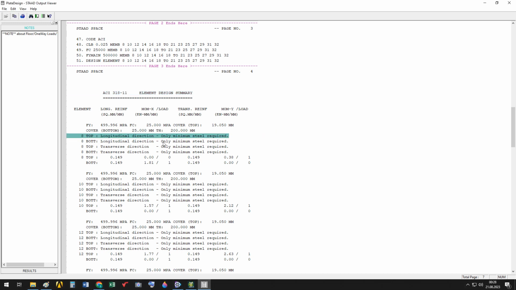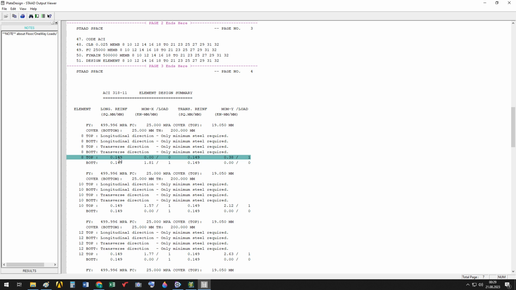I can click on that. That's explanation, that's explanation, that's all explanation. So those caption numbers, those column names given here belong to those. So at the top, in the long direction, we have 0.149 square millimeter per millimeter rebar area.